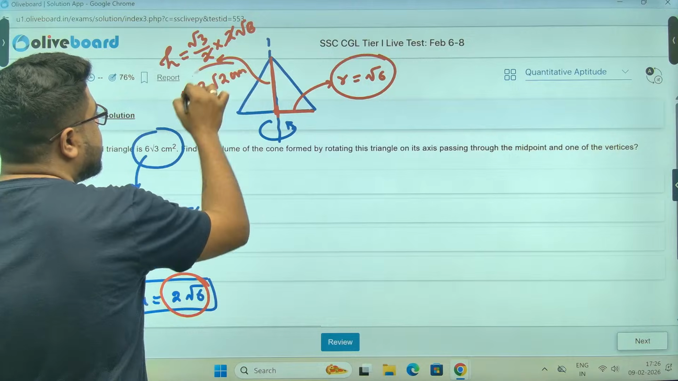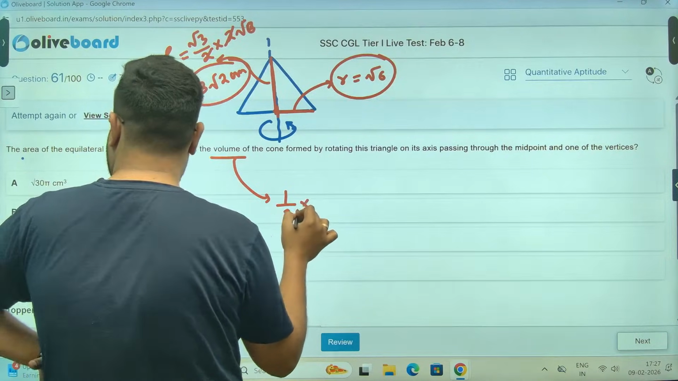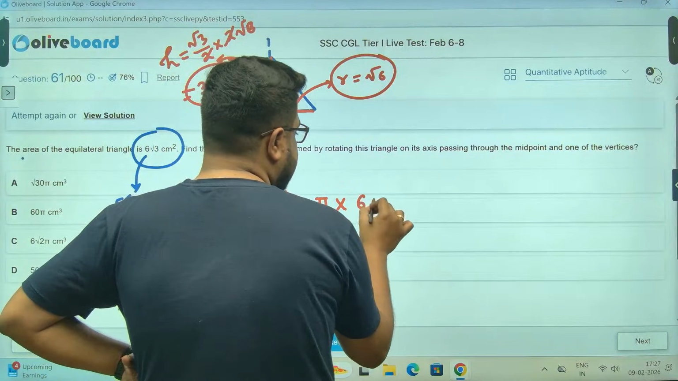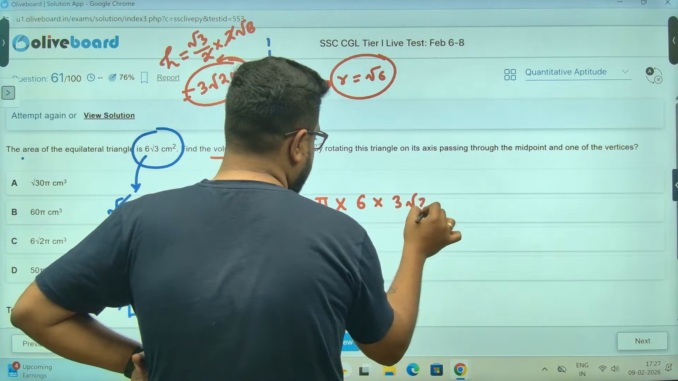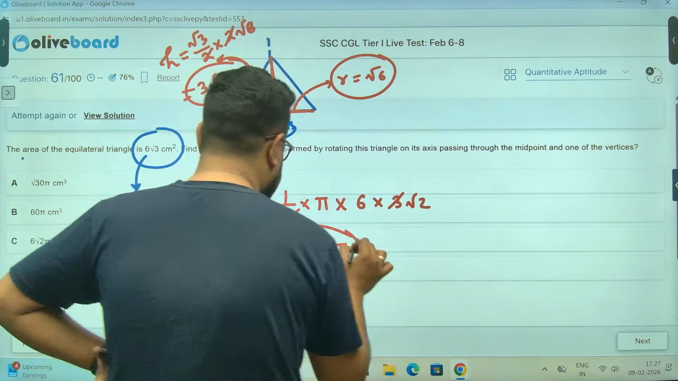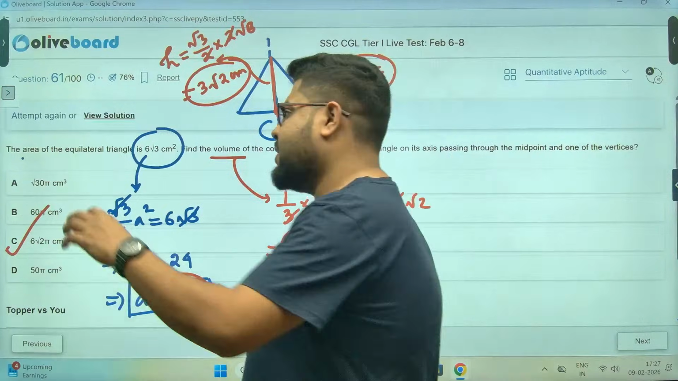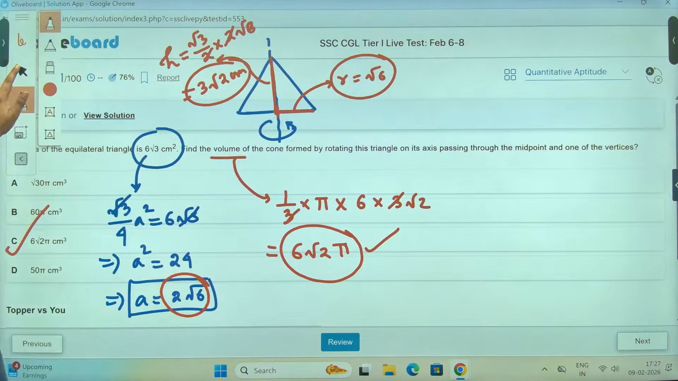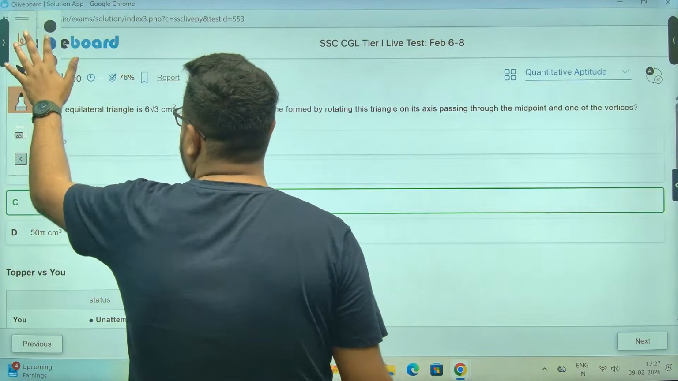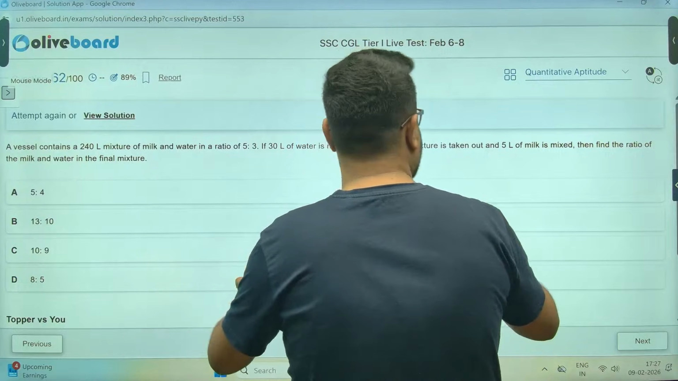This is height. Now they are asking the volume. Volume will be 1/3. Pi is there in the option, so don't put its value. R square h. R square is 6, h is 3 root 2. 3 cancels. 6 root 2 pi is the correct answer. 6 root 2 pi, option number C is the correct answer, sir. Again, not difficult. This was again a very common question, not very difficult from any point of view, right?